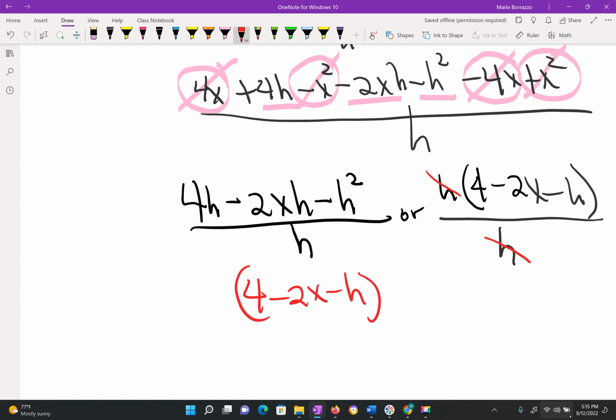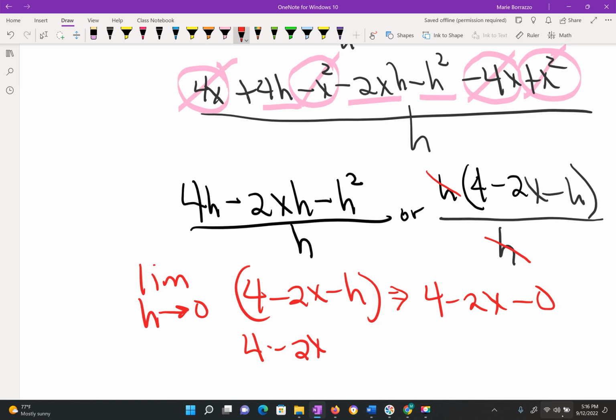And what you need to remember is we're evaluating this, and we're going to say this is the limit as h approaches 0 of that term, which leaves us with, basically, if you think about it mathematically, 4 minus 2x minus 0. We don't really write that, right? So our final answer is just going to be 4 minus 2x. So that's the first derivative of this equation.